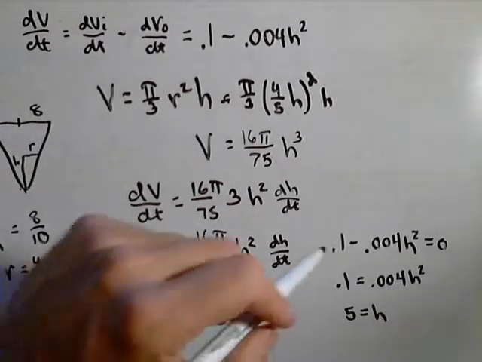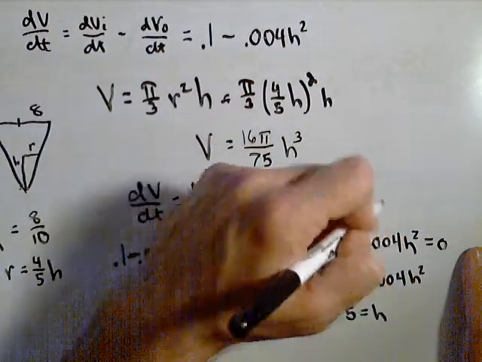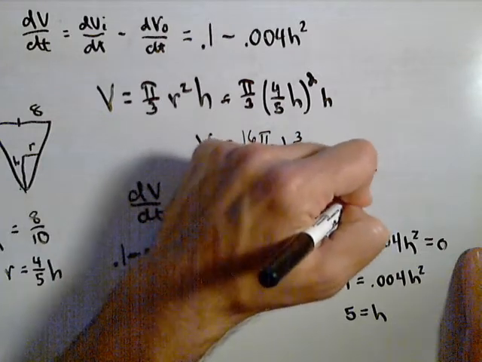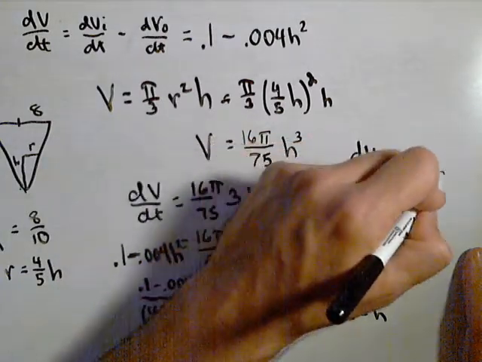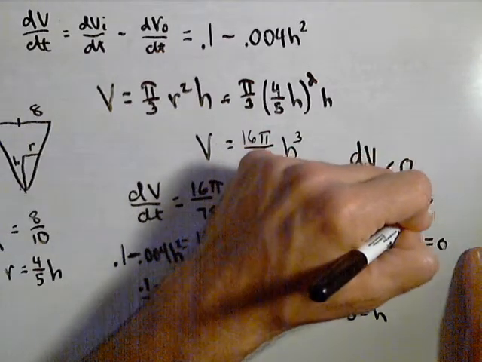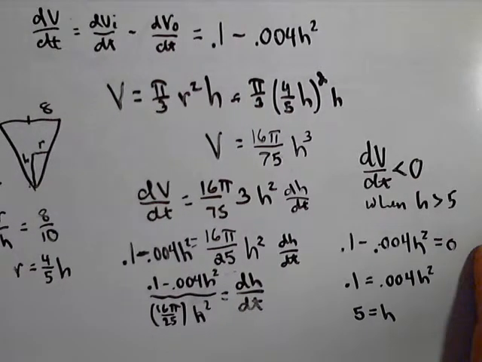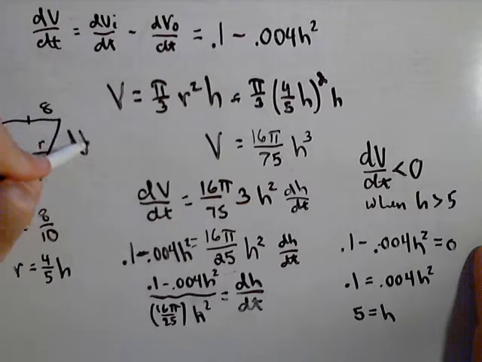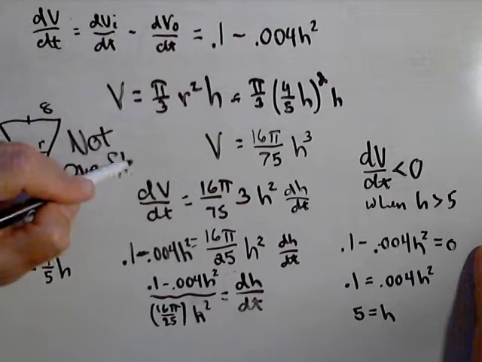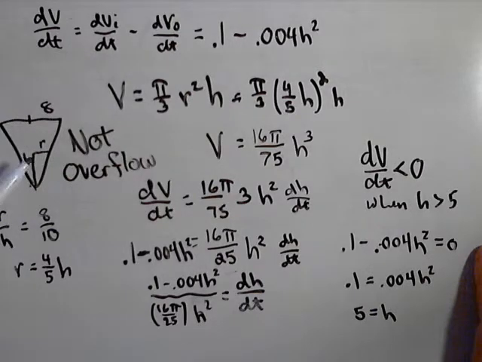Now if we analyze this a little bit, dh/dt is negative when h is greater than 5, so the only time it is positive is when h is less than 5. What that tells us is if the height is less than 5, then the height is increasing, but once we get to the middle of the cone, it stops increasing, and after 5 meters, it actually starts decreasing. So it will not overflow because the tank itself is 10 meters high. Once we get over 5 meters, it has a negative rate, so it's going to start decreasing.